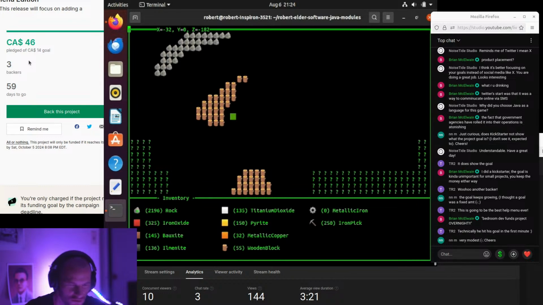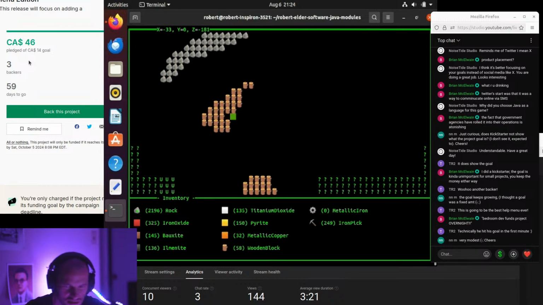Technically hit the goal in the first minute. Yeah, I think it was within the first couple of minutes. I was trying to set up a separate window to show it on the side, and someone had already pledged before I could even get that set up.